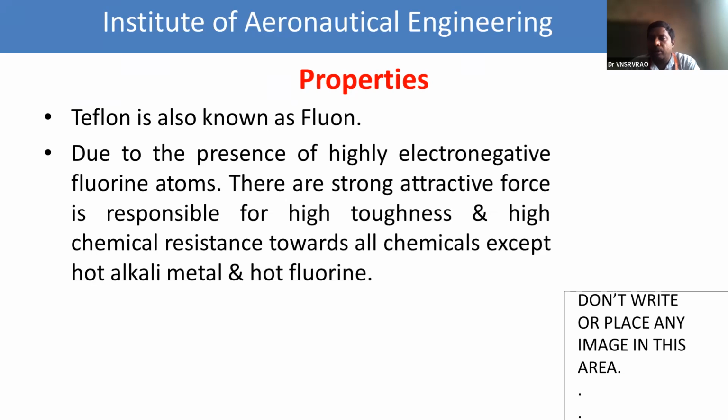From top to bottom, what happens? The electronegativity gradually decreases. Now coming to the point, in Teflon we observe fluorine atoms, which are highly electronegative. Due to the presence of highly electronegative fluorine atoms, these strong attractive forces are responsible for high toughness and high chemical resistance towards all chemicals except hot alkali metal and hot fluorine.